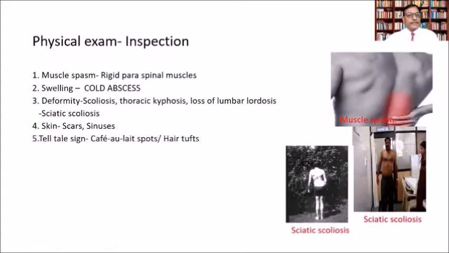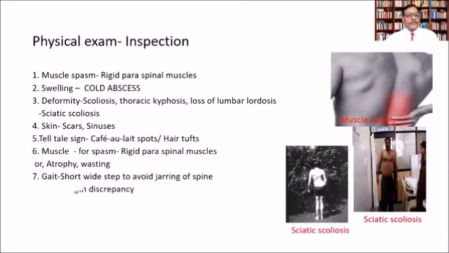Skin for the scar and sinuses. Telltale signs are café-au-lait spots or hair tufts. Hair tufts usually can indicate a spina bifida occulta. The muscles for spasm, rigid paraspinal muscles, and there can be atrophy or wasting as well.